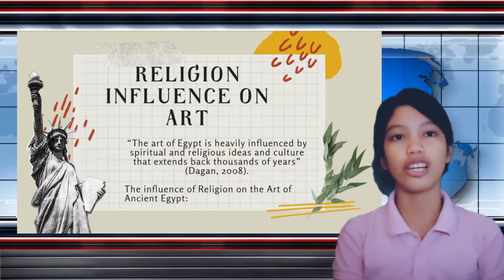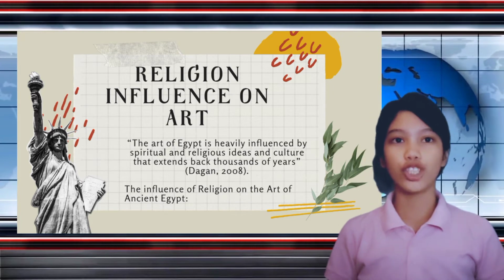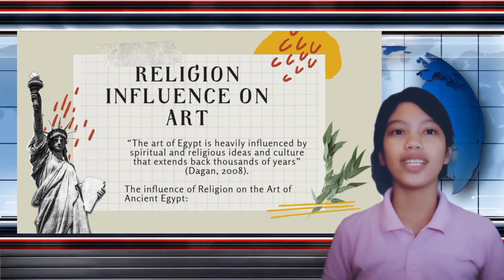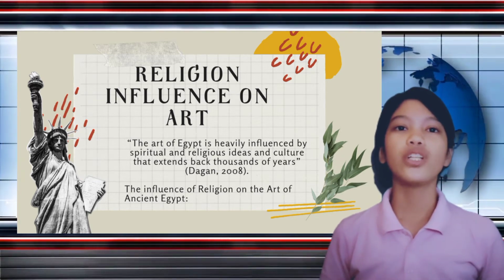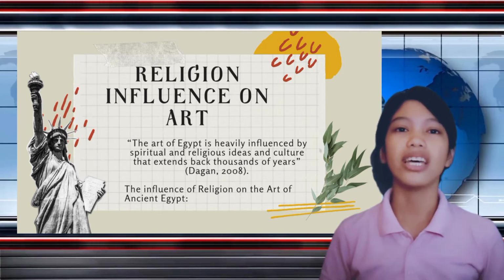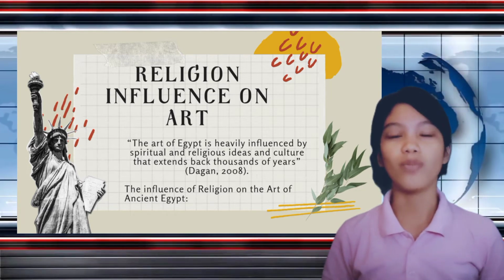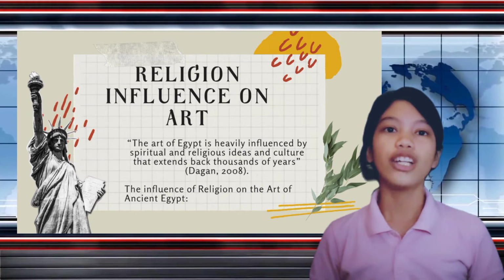Religious influence on the art of ancient Egypt. According to Dagan, the art of Egypt is heavily influenced by spiritual and religious ideas and culture that extends back thousands of years. Religious beliefs largely dictated what artists created, especially the paintings that filled Egyptian temples and tombs. The influences of religion on the art of ancient Egypt are the following.